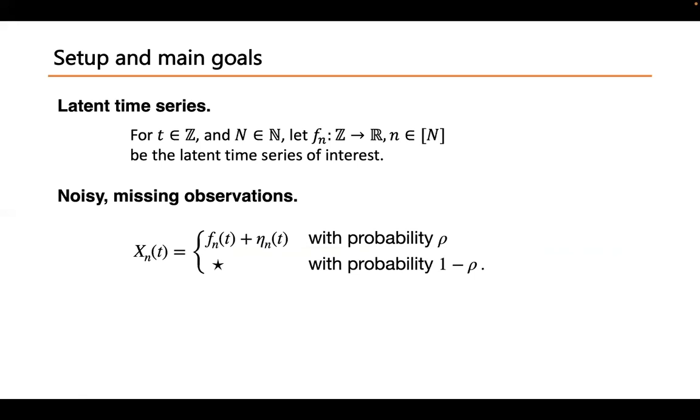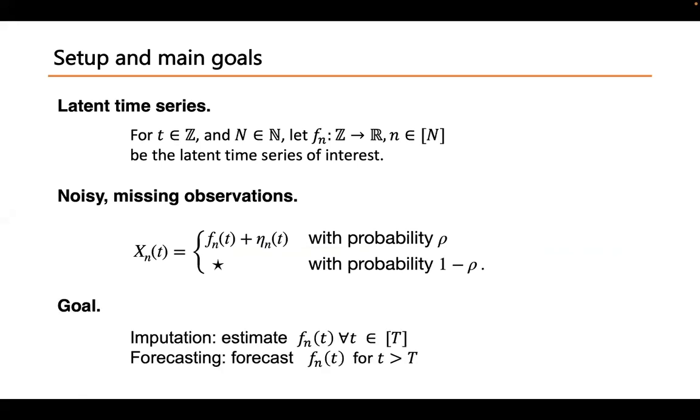So with probability rho, you observe f_nt with the additional noise eta_nt. And with probability 1 minus rho, you observe nothing. Okay, so you have noisy missing observations. And the goal is, given x and t, to do imputation, that is, recover f_nt for t in capital T, and to do forecasting, which is to forecast f_nt for t greater than capital T. Okay, that's the formal setup.